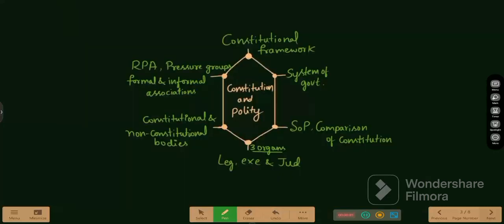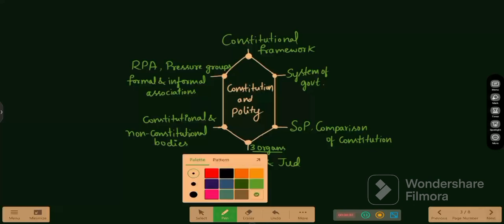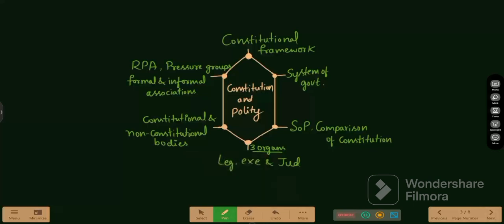I'm using a hexagon, that means 6 corners equal to 6 dimensions. So these are the 6 dimensions. One is constitutional framework. Then the second dimension is system of government, that is unitary or federal. Separation of power. Comparison of Indian constitution with respect to other countries. 3 organs of government: legislature, executive and judiciary. Constitutional and non-constitutional bodies. The last one is Representation of People Act, pressure groups, formal and informal associations.